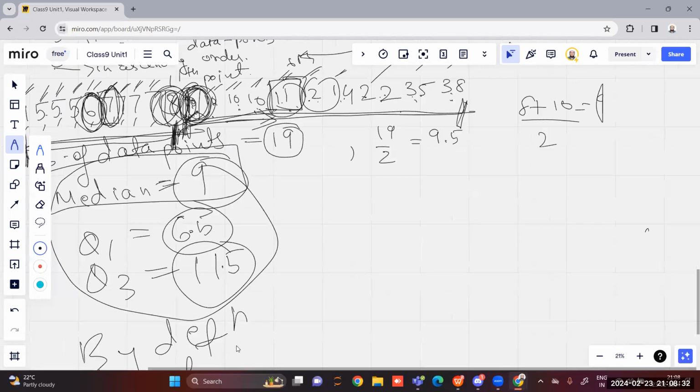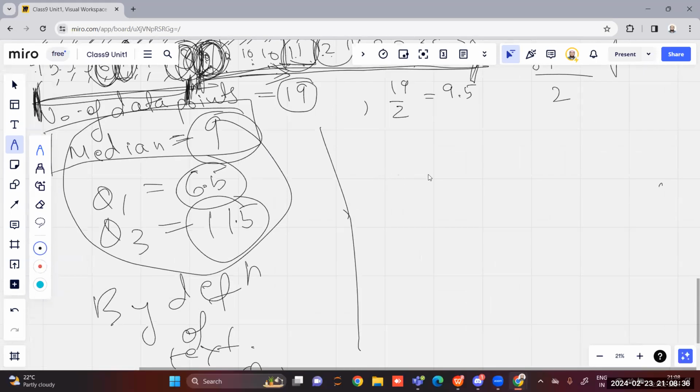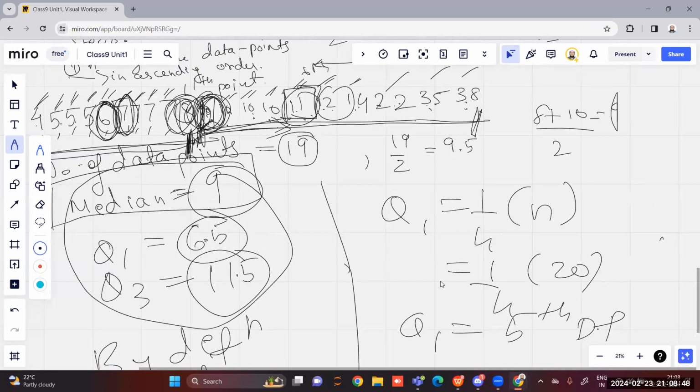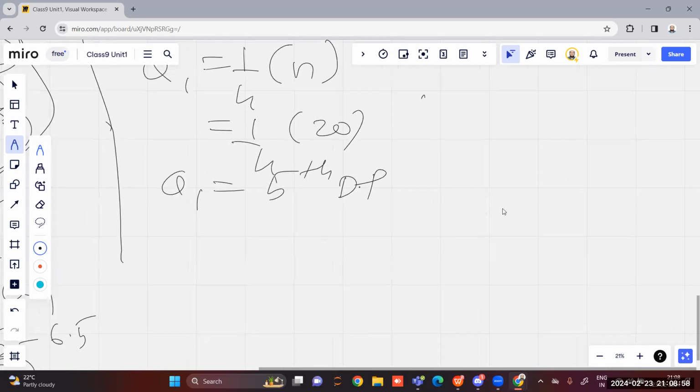And now we'll do it by the definition that I have told you. What is Q1? One by fourth of the nth data point. Our n is 20, so it will be one fourth of 20, that's the fifth data point. Q1 will be the fifth data point. So what's the fifth data point? 1, 2, 3, 4, 5. By this definition, Q1 is 6.